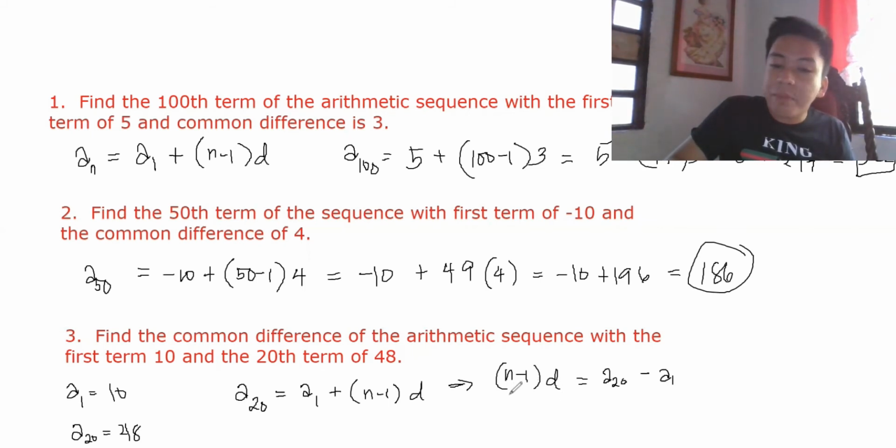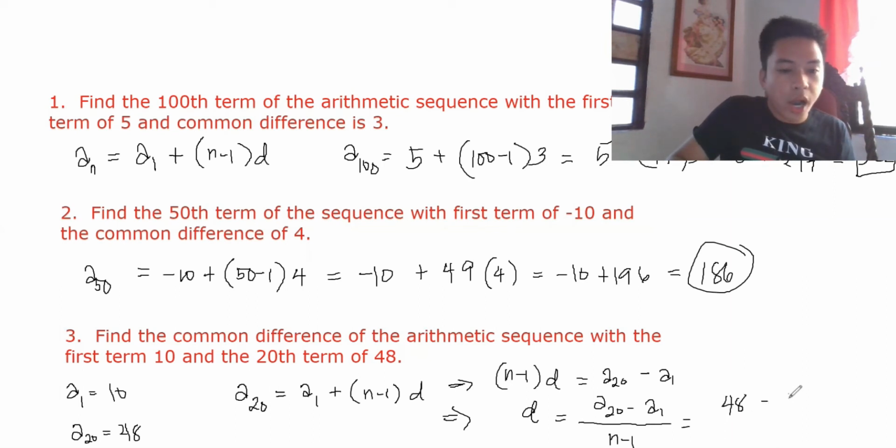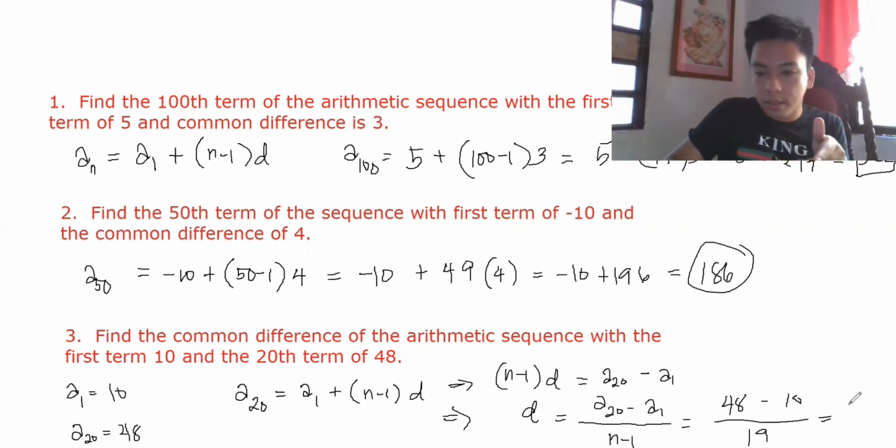And then divide both sides by n minus 1, so you'd get d equals a sub 20 minus a sub 1 all over n minus 1. So in this case, your a sub 20 is 48, your a sub 1 is 10, your n here is 19. So therefore, that's 48 minus 10, you get 38. Divide by 19, you get 2.